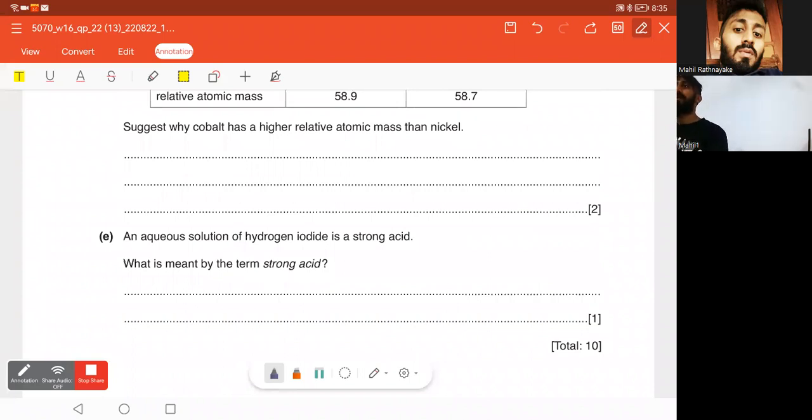What is the meaning of strong acid? When the substance dissolves in water, it fully ionizes, fully dissociates, completely ionizes, completely dissociates to give H plus ions. That one should be there, otherwise wrong. The substance which fully ionizes in water, fully dissociates in water to give H plus ions, is known as a strong acid. Put the marks out of 10.